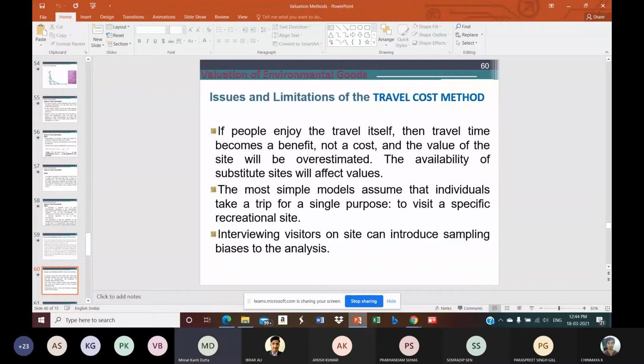The simple models assume that individuals take a trip for a single purpose, to visit a specific recreational site, but that is normally not the case. People take multiple visits together. Okay, it's not that the amount of money that people will be spending will be only for going to a particular place. No, actually, people might be going for a professional work, but at the same time, he may decide to visit a particular recreational site as well.